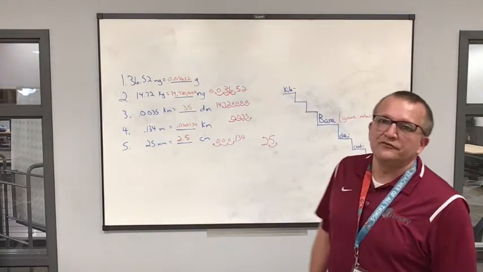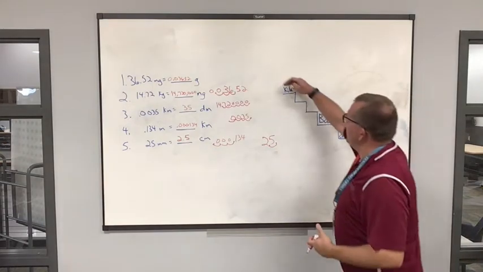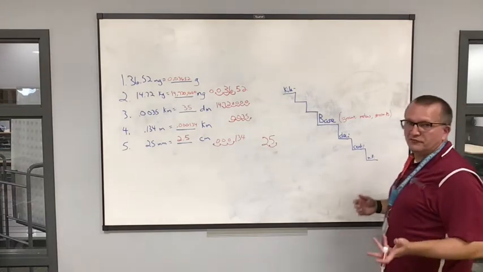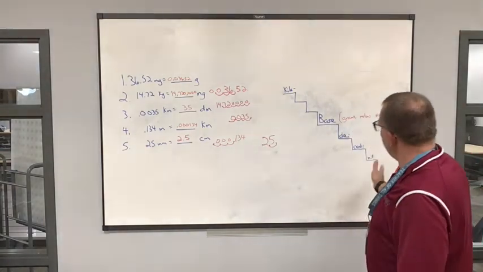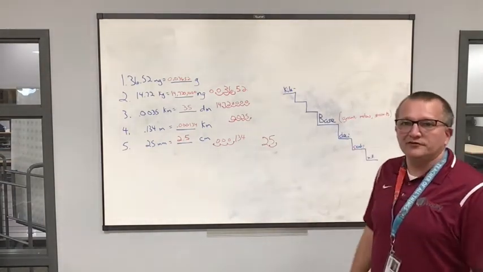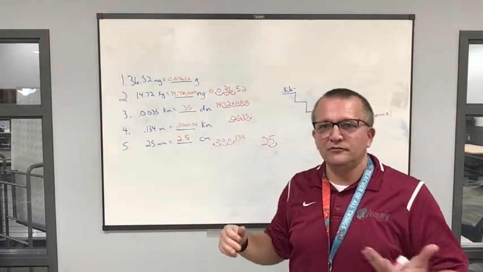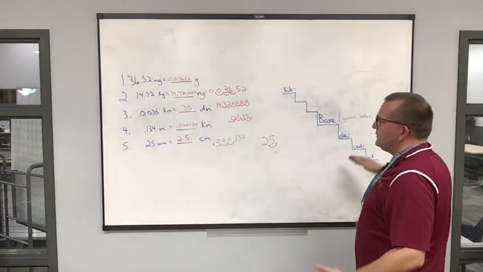Very quick way to do conversions. Again, we can work our way up to mega and giga, and we can work our way down to micro and nano if we need to. But this is the basis of how the metric staircase works. If you have issues, please ask, especially if we get higher and lower. But again, you just go from where you start to where you finish and move your decimal.